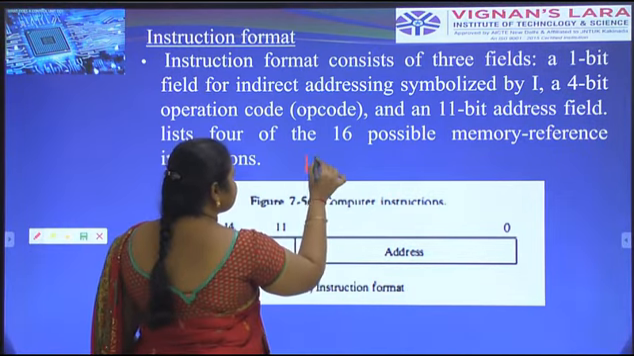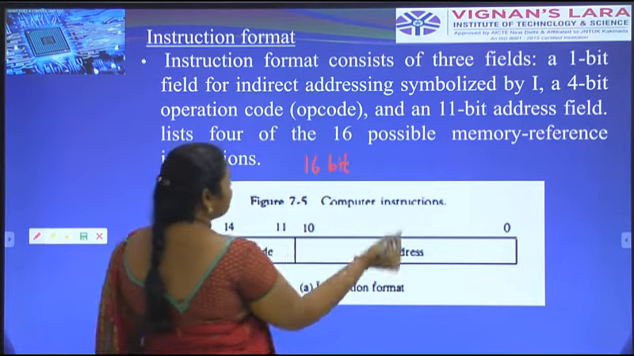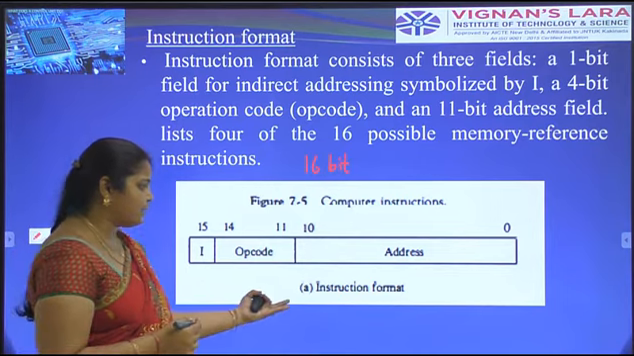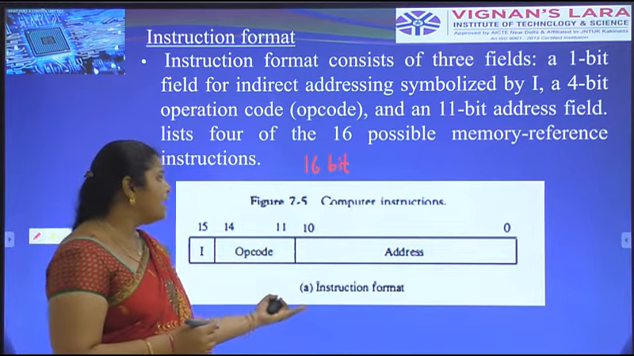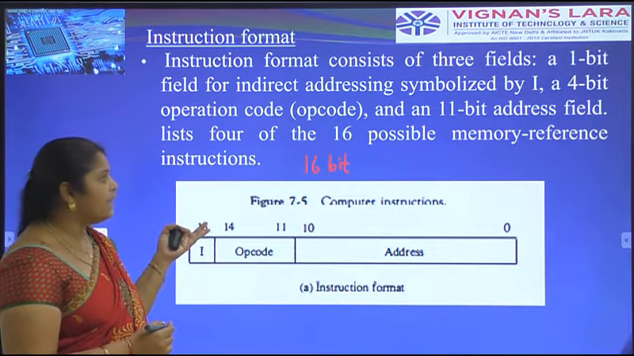The instruction format consists of 3 fields. The size is 16 bits, represented as bits 0 to 15. Here is the diagrammatic representation of the instruction format, consisting of bits 0 to 15, whose size is 16 bits.